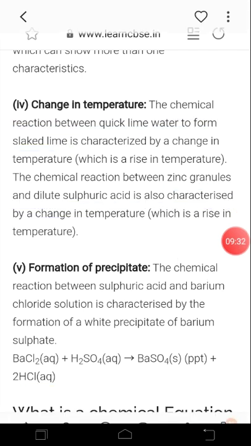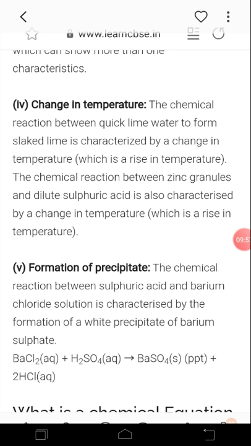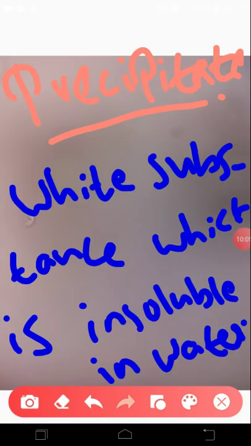Okay, last of all is formation of precipitate. The chemical reaction between sulfuric acid and barium chloride is characterized by the formation of a white precipitate of barium sulfate. The chemical reaction between what? Sulfuric acid and barium chloride solution is characterized by the formation of a white precipitate of barium sulfate. The example given here: BaCl2 plus H2SO4 gives BaSO4 plus 2HCl. In the formation of precipitate you study that some examples are given here.